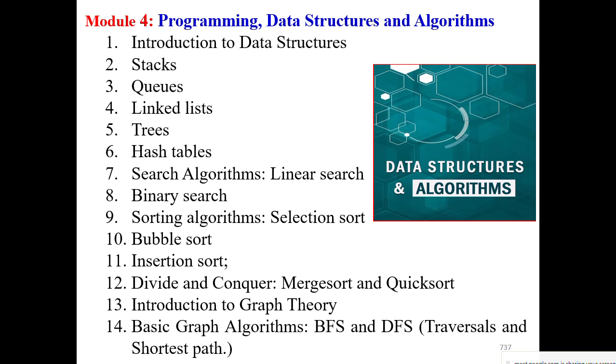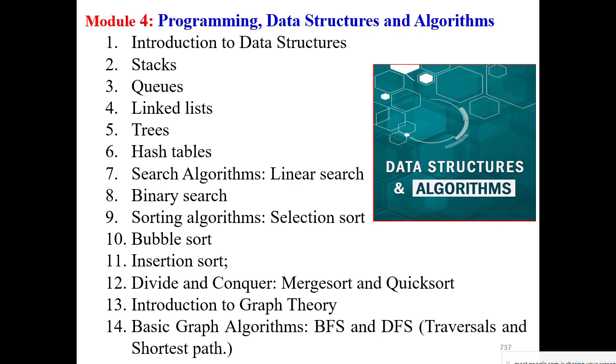Circular linked list, how do you define it? It is a collection of nodes connected by links, where the last node is connected to the first node. That is called a circular linked list. So these three are linear data structures.